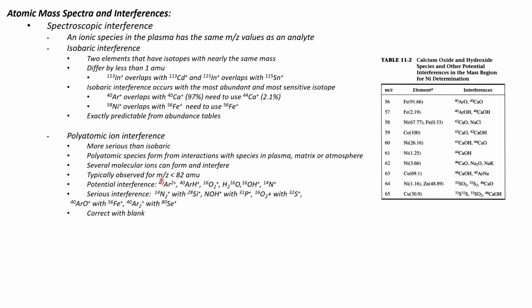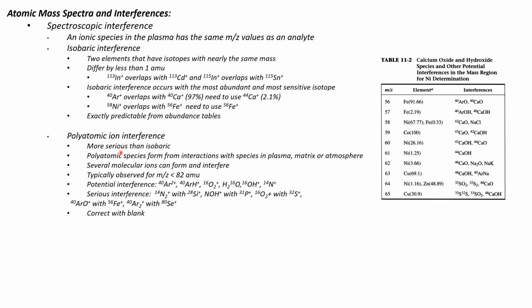So what are some common interferences in atomic mass spectrum? An ionic species in the plasma has the same mass to charge value as the analyte. That's going to be a problem. If we have isobaric interference, so two isotopes or two elements of the same mass, then sometimes they're going to overlap and be difficult to resolve. But this is easily predictable from abundance tables.